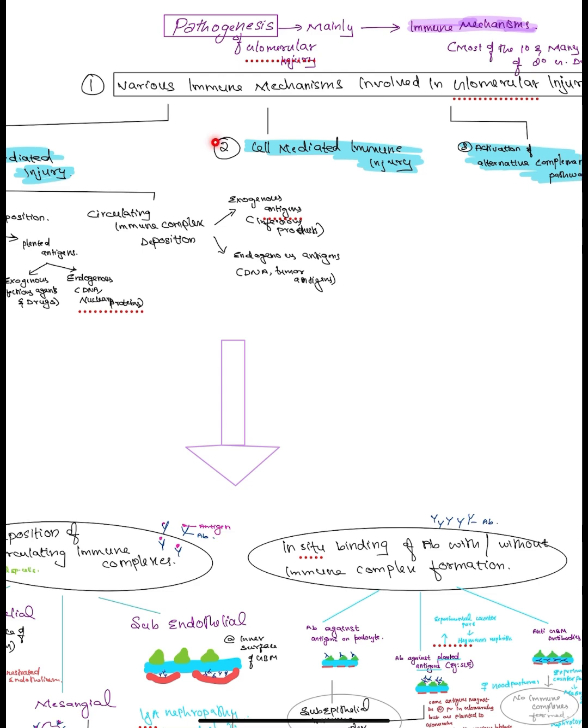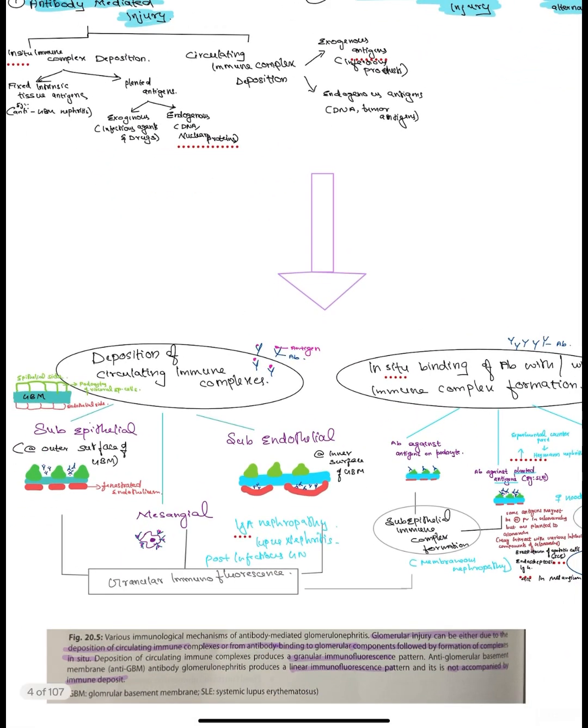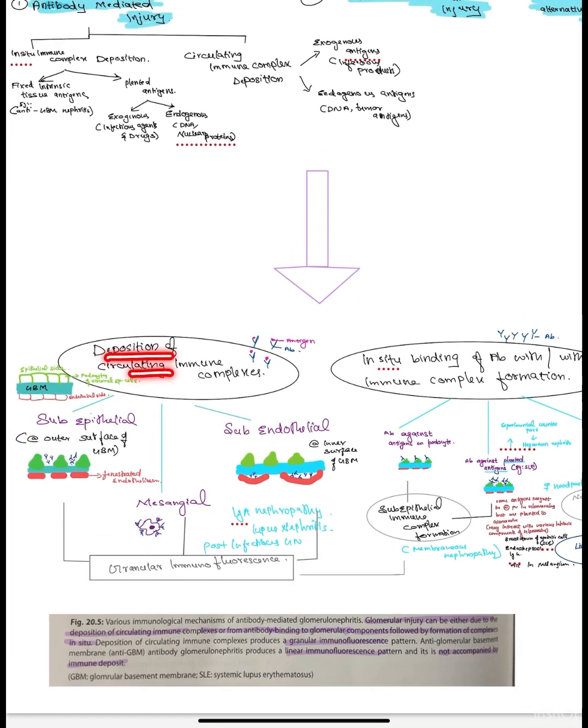The second one is due to cell mediated immune injury, and the third is due to activation of the alternative complement pathway. So we will look at antibody mediated injury in detail. It may be due to the deposition of circulating immune complexes. The antigen antibody complex formed here may get deposited on the subepithelial surface, that is the outer surface of the glomerular basement membrane, or in the mesangium, or on the subendothelial surface, that is the inner surface of the glomerular basement membrane.